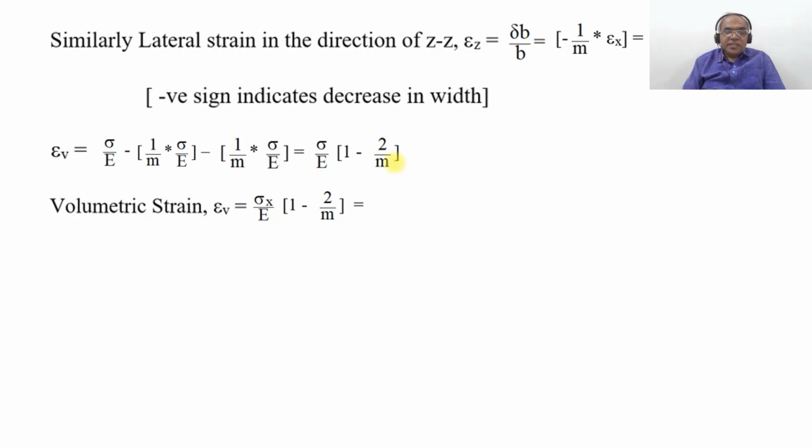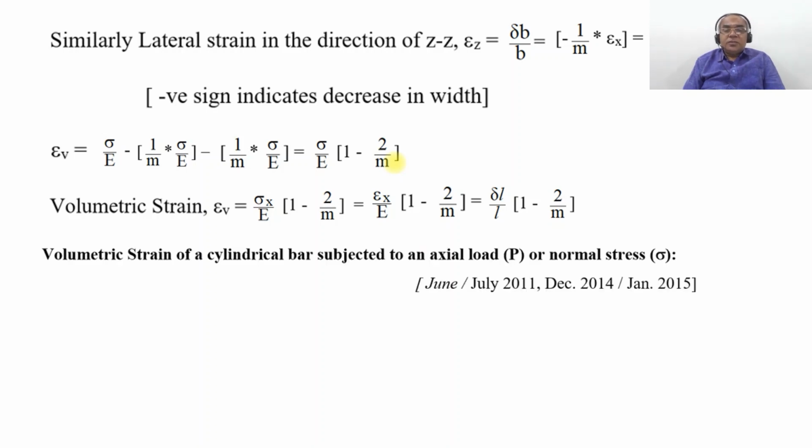That is only because it is the longitudinal stress or the longitudinal strain, sigma x by E. So what is sigma x? Sigma x is nothing but epsilon x by E into 1 minus 2 by m. So epsilon x, which is delta L by L, into 1 minus 2 by m. This is how we will be able to find out the volumetric strain of the prismatic bar. Similarly, you can also write the volumetric strain for a cylindrical bar subjected to an axial load P, or the normal stress sigma.